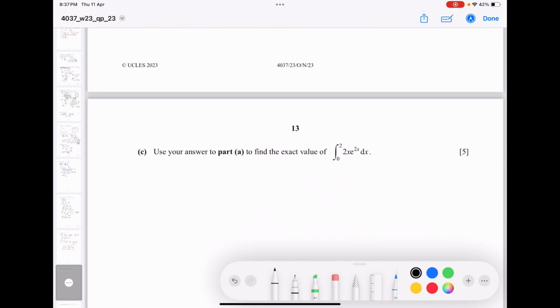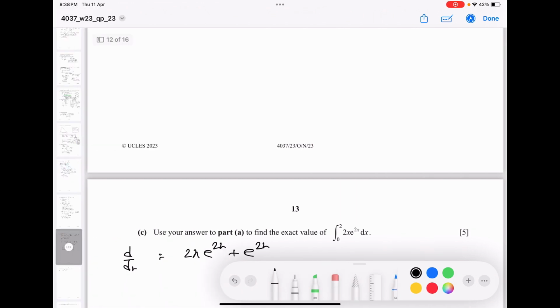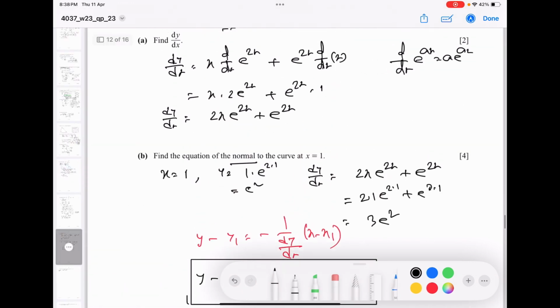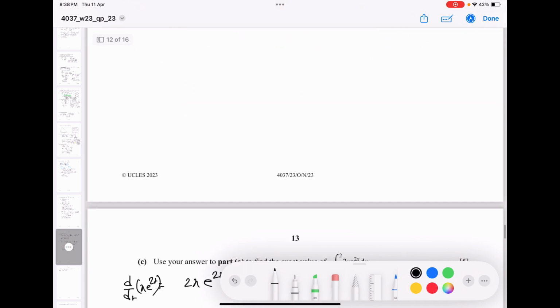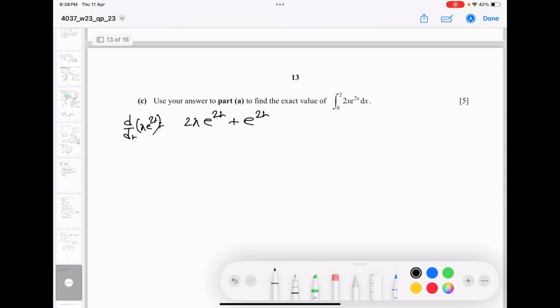Now use your answer to part A. Okay, find the exact value of this one. x e to the power 2x. Let me check it again, double check. Yes, e to the power 2x. Okay, now differentiate, integrate, sorry. Let us do integration. Do integration.